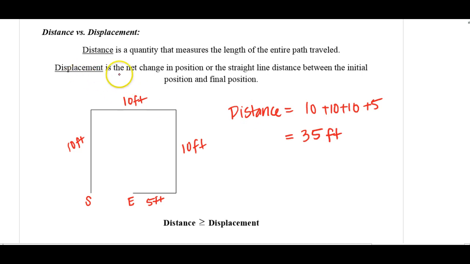As opposed to displacement, which is the net change in position, or the straight line distance between the initial position and the final position. So my displacement, well, the straight line distance between the starting point and the ending point, this straight line distance is only 5 feet. So the displacement is only 5 feet. So that's the subtle difference between distance and displacement. So in general, the distance is always greater than or equal to the displacement of an object.